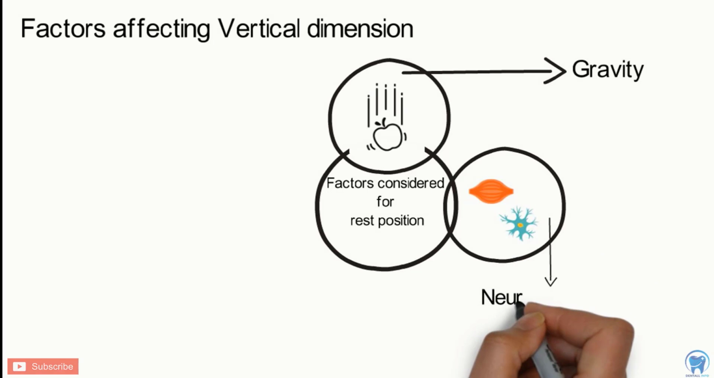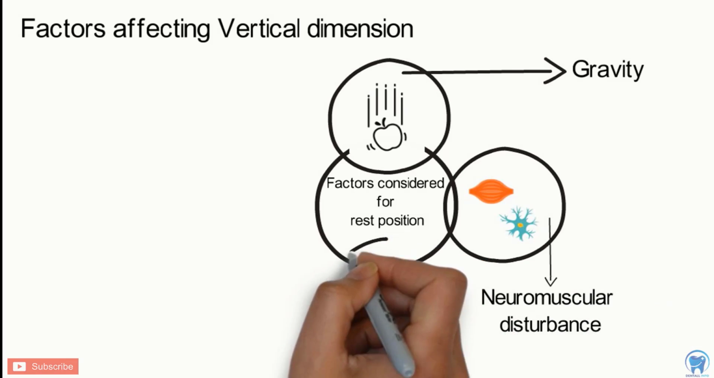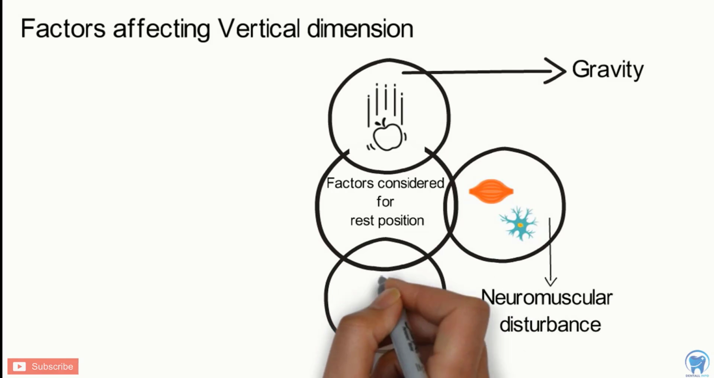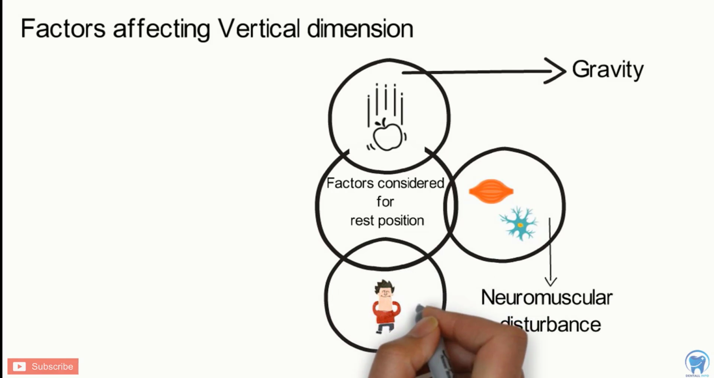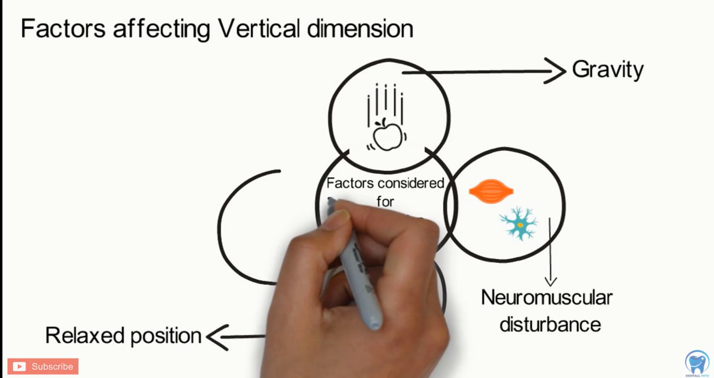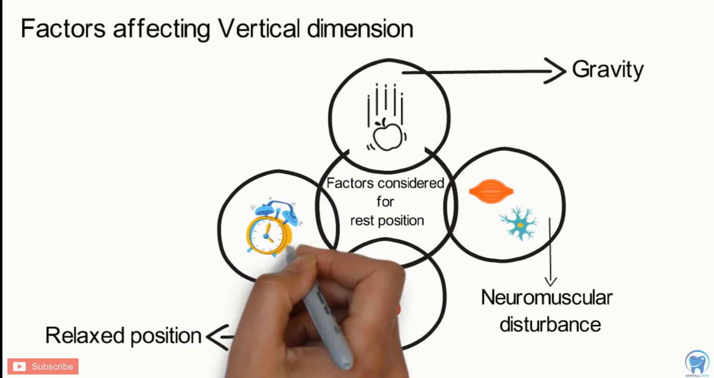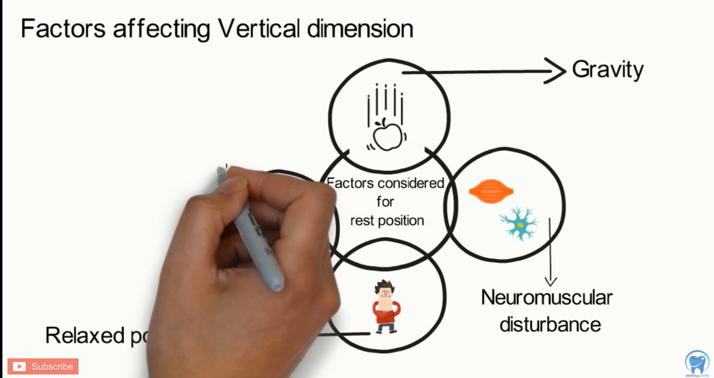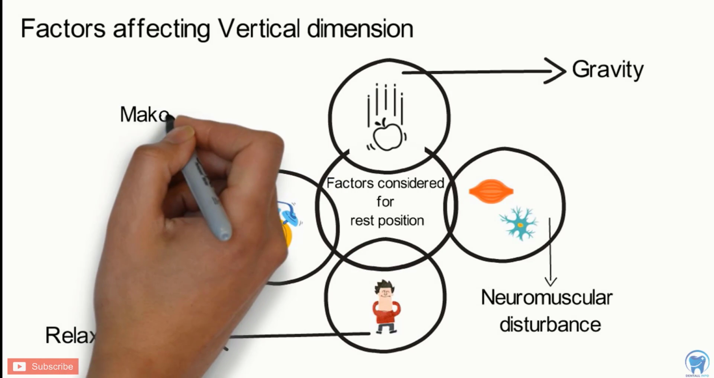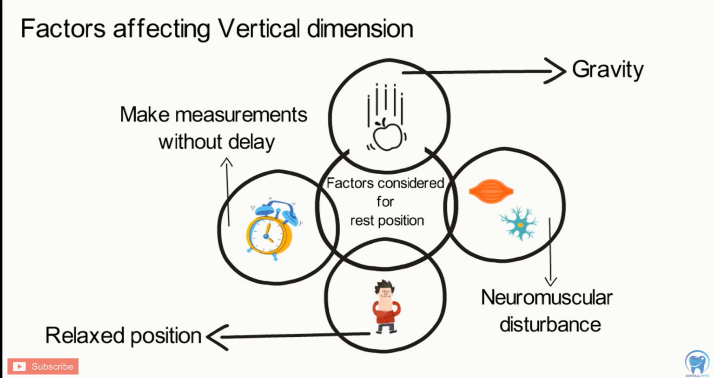The dentist should be more considerate with the patient and spend more time to determine the rest position in such patients. The next factor is relaxed position. When a patient is nervous, tensed, irritable, or tired, the rest position may be inaccurately recorded. It should be determined when the patient is relaxed. The next factor is duration. As the vertical dimension at rest is a position in space, the patient cannot maintain the rest position for long periods. The dentist should make the measurement without any delay.